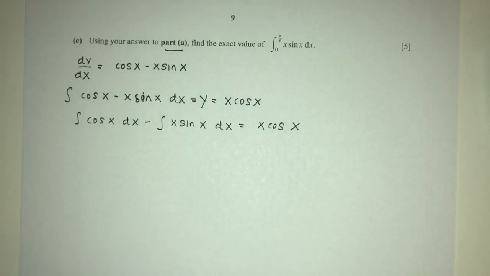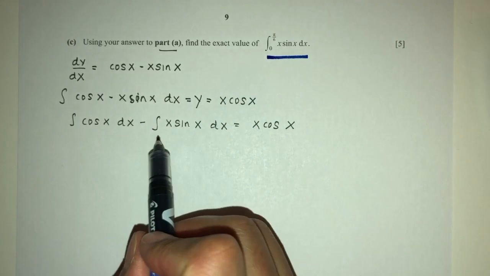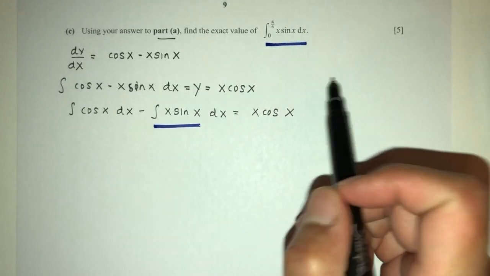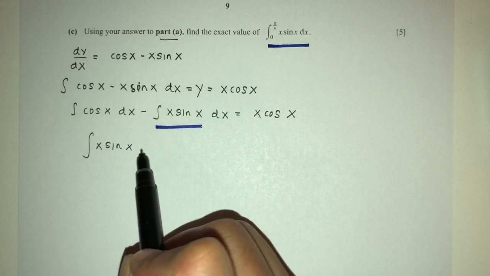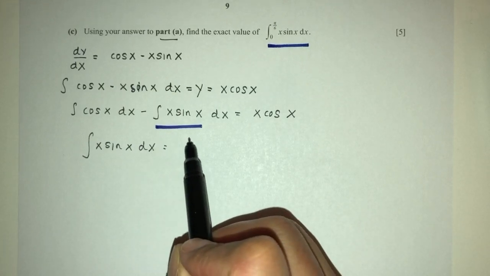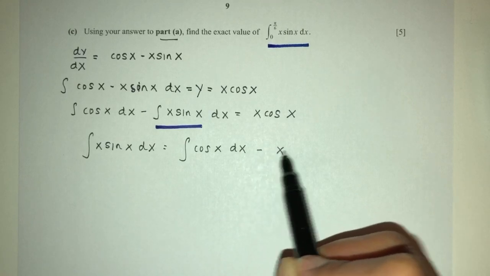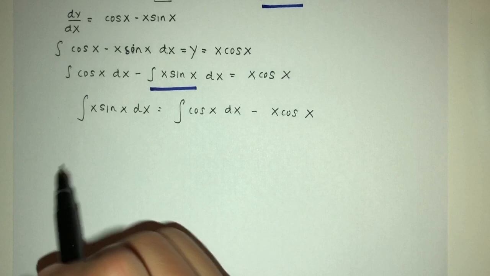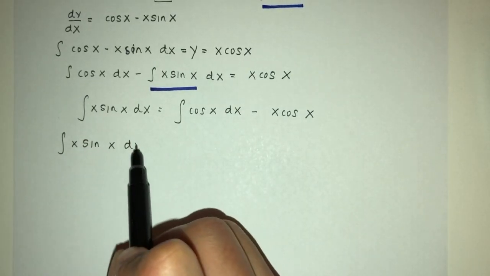Right. So now what are we looking for? We are looking for this one, which is this one. So we have to make it the subject of the formula. So we send this over here, and you will have the integration of this by dx will be this integration minus x cos x. Now integrate this one. So this is the same because we are trying to find this one.